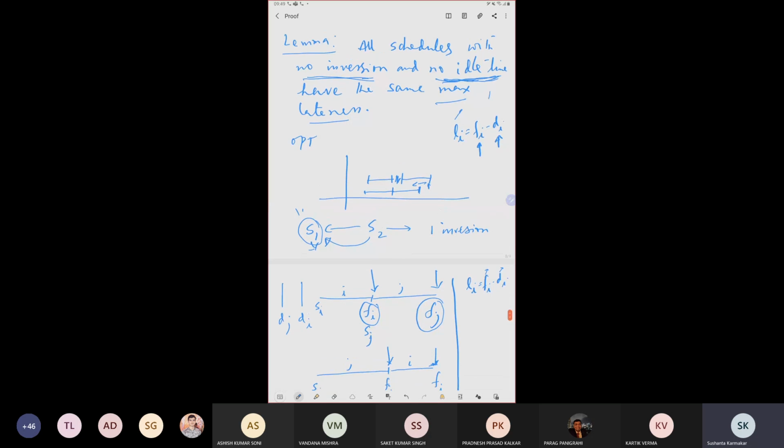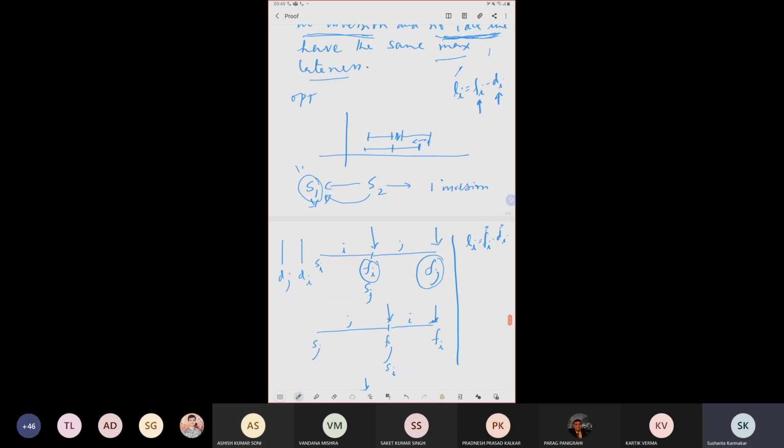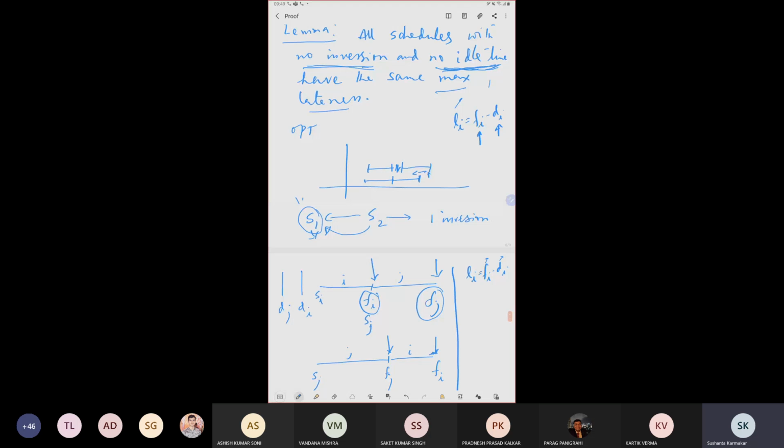But inversions may be there, right? If we go from left to right, we can encounter inversions. As and when we encounter inversions, we just remove them. We just swap, and we claim using this logic that swapping does not increase the maximum lateness. It can either keep the maximum lateness the same or it can decrease. These are the two possibilities. So one by one, we can keep on removing the inversions.